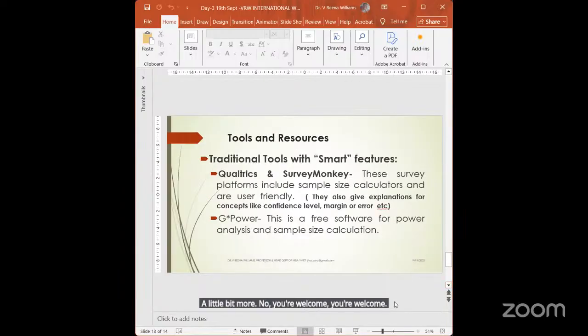Ma'am, I had a doubt. Using the formula, we have to decide the sample size. So what is the role of the literature review? Why do too much literature review for the sample size?